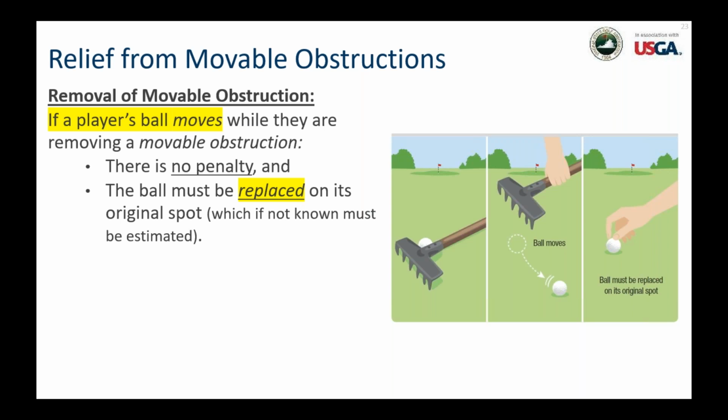But when talking about movable obstructions, now we're talking about things that are not natural to the course, such as this rake in this picture. The rules are going to give you a break because the rake is not really supposed to be a part of the course. And so they want to just give you no penalty, but still want you to play your ball from the original spot. So you see the ball at rest against the rake gets moved, thus the ball moves, must replace the ball on its original spot.